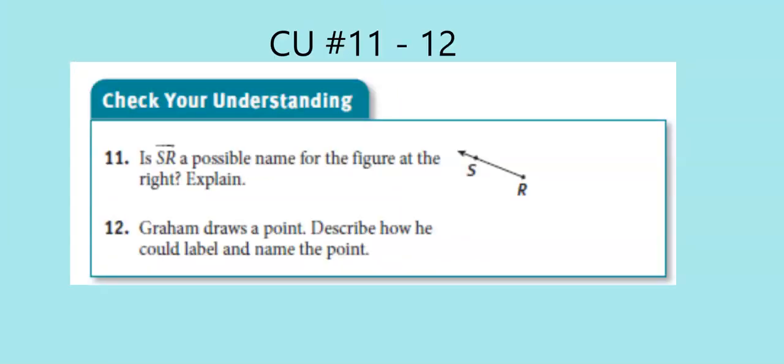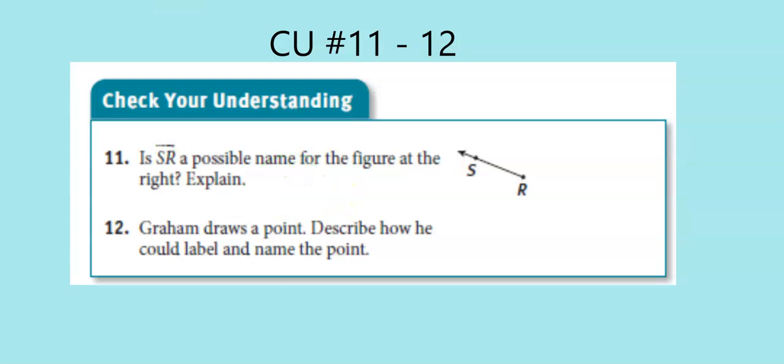Okay, 11. Is SR a possible name for the figure at the right? Explain. Does it start at S and go through R? No, it doesn't. So that is not an okay name. So you would say, no, it starts at R and goes through S. Now, you wouldn't just write this, you would explain it. So pause the video and explain it.